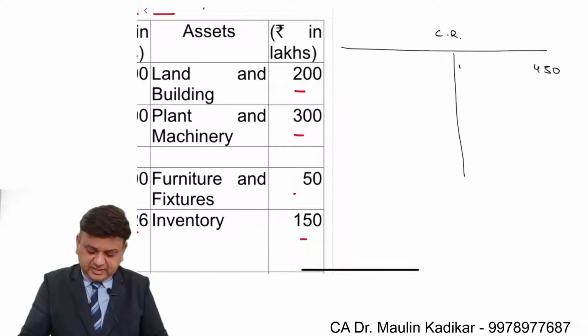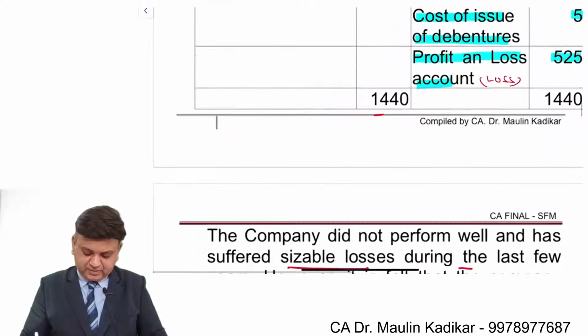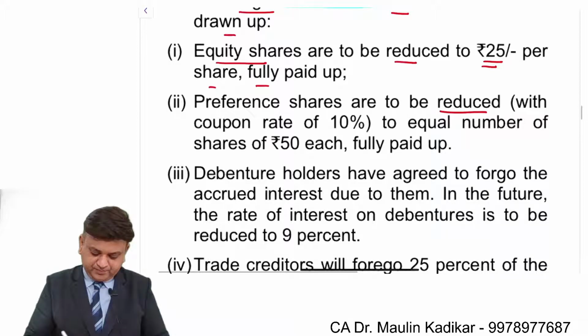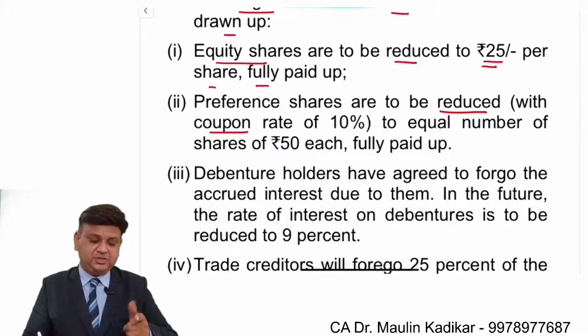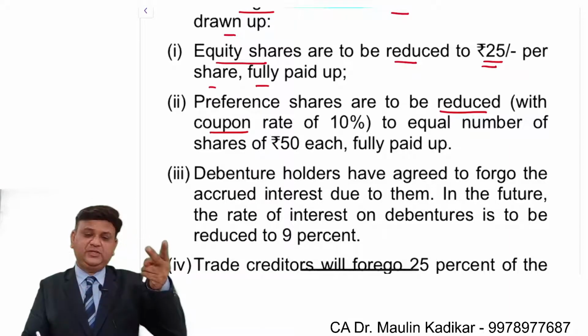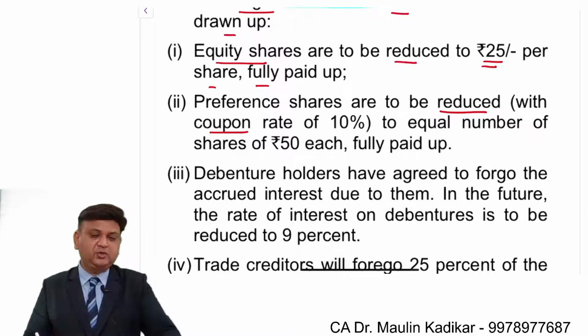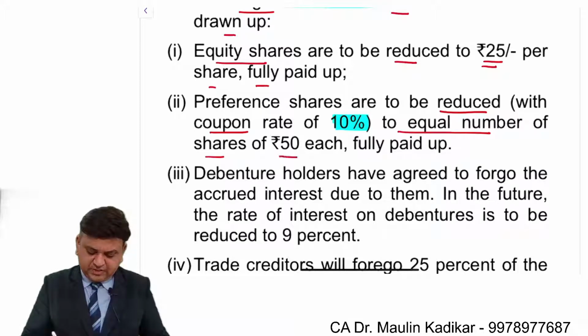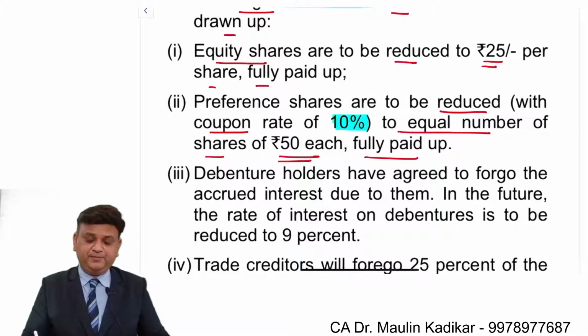So over here I am writing by equity share capital account. Next, the preference shares are to be reduced with a coupon rate of 10%. Right now the coupon rate is 14%. So the 14% preference share capital account will be debited, an amount of 200 lakhs. New preference share capital account will be credited, wherein the rate of preference share will be 10%, to equal number of shares of rupees 50 each, fully paid up.